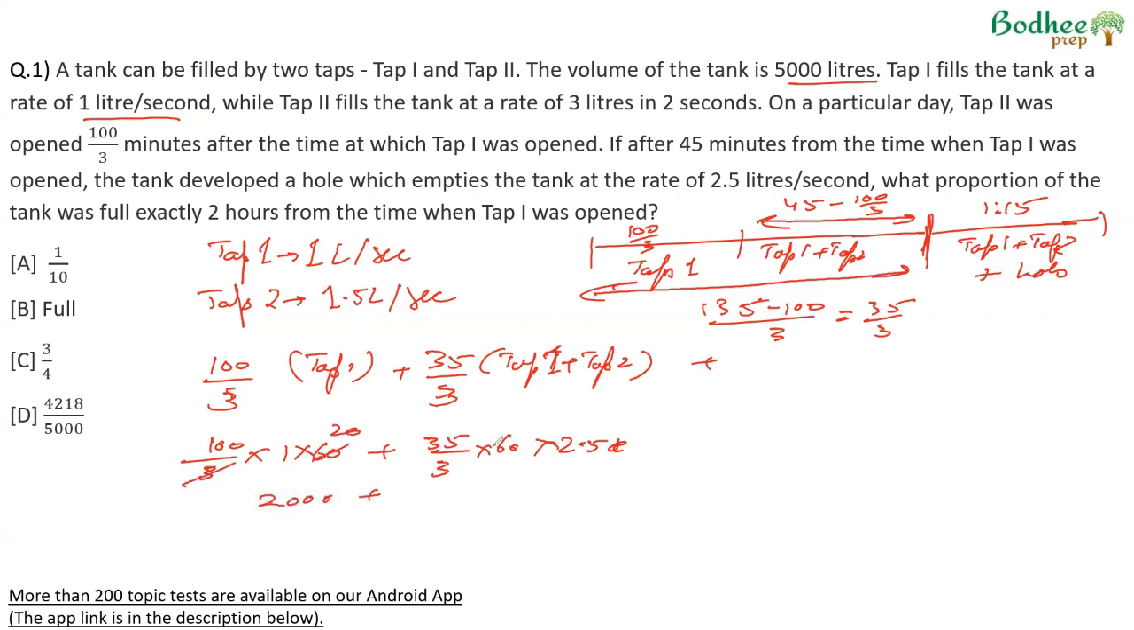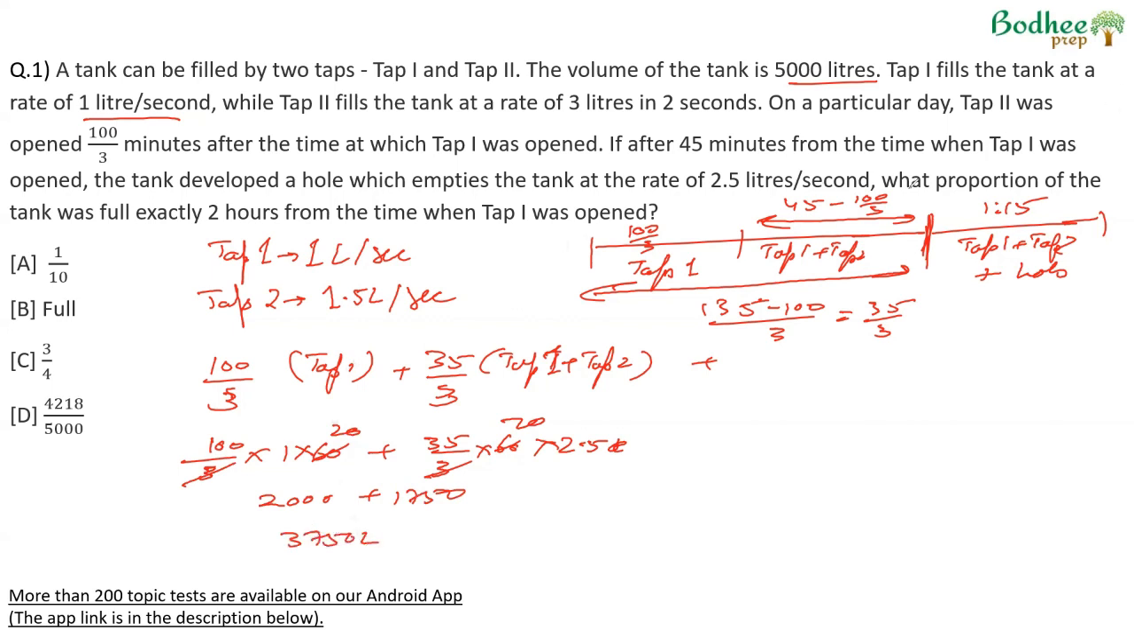2000 plus 1750. So 3750 liters gets filled.